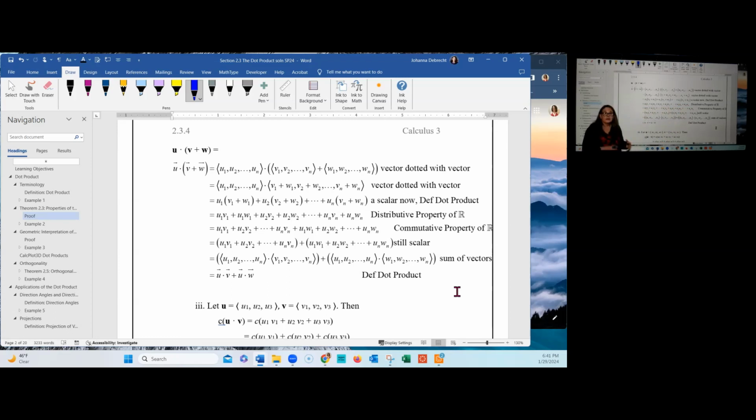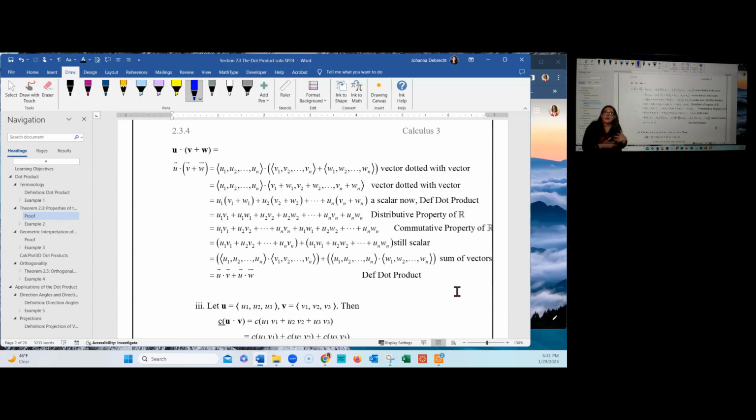Then I can go ahead and reorder things. So how am I reordering them? Instead of u1 v1 plus u1 w1, I'm doing u1 v1 plus u2 v2. So this one moves here, all the way down to un vn, which is out here. And then I'm moving all the ones with w's to the back.